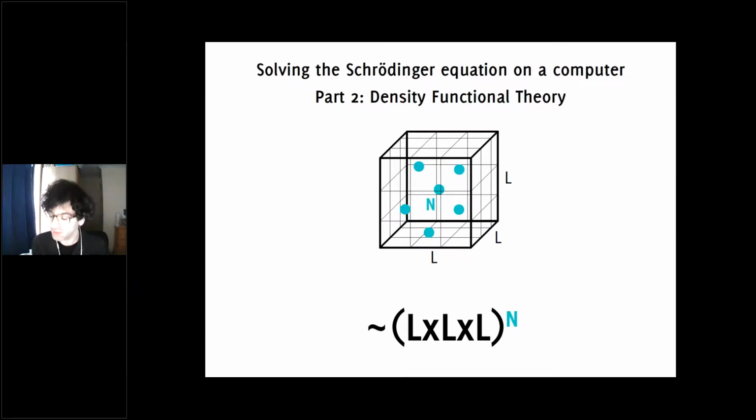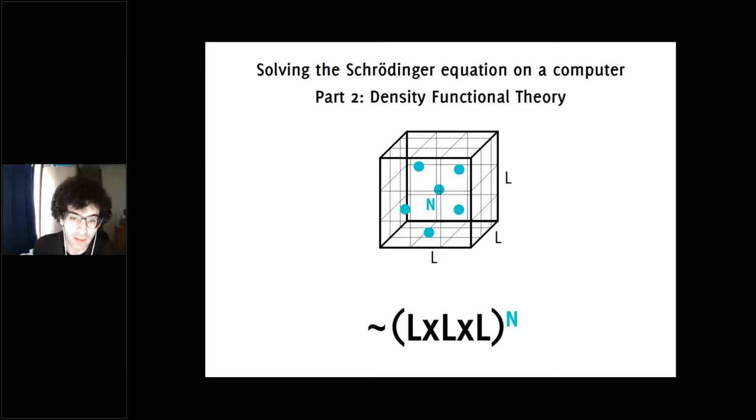Then the other problem is very peculiar instead to quantum mechanical simulations. And the problem is this. Suppose that you have a cube of space and you divide it with side L. So in this case, for example, I divided the side in 3. So the whole cube is divided in 3 by 3 by 3, 27 total voxels.